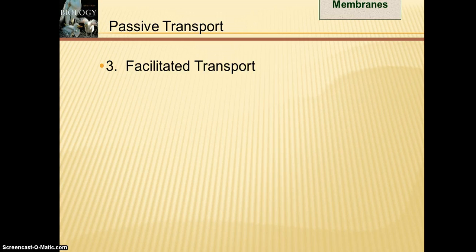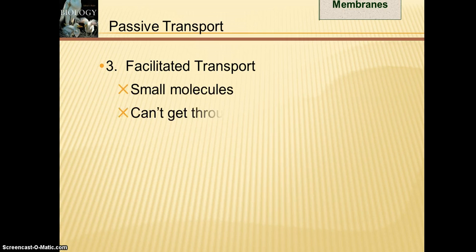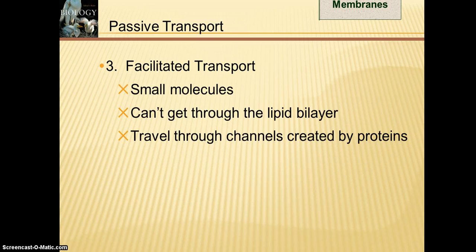Our last type of passive transport is called facilitated transport. Sometimes it's called facilitated diffusion. To facilitate means to help something. So this is diffusion with some help. So we're still talking about small molecules just like regular diffusion. For some reason they can't get through that lipid bilayer like how oxygen could or how water can through osmosis. So they go through these little channels created by proteins.